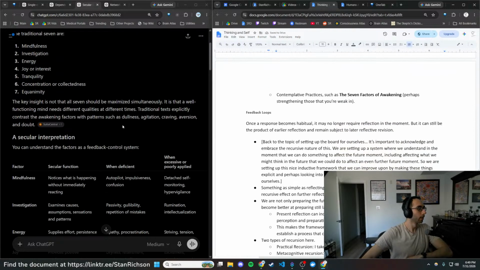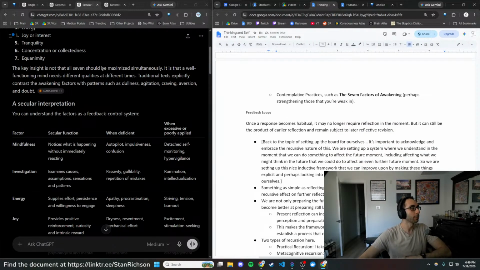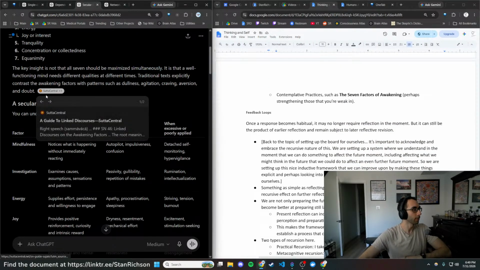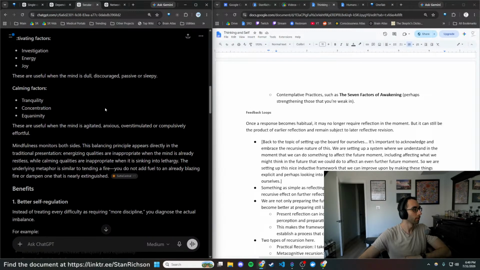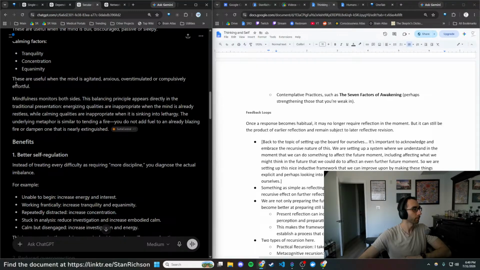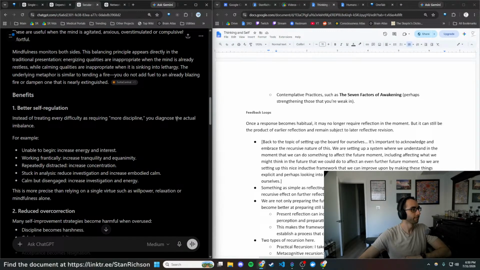Awesome. The key insight is not that all 7 should be maximized simultaneously. Okay, so we went into that. We went into these. We went into that. My practice was lacking joy, and my concentration has always been a weakness, so I make sure to work on those. Oh, okay. Let's be a little transparent here. What are mine?